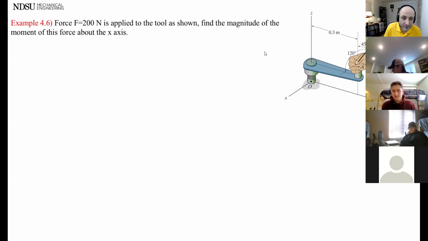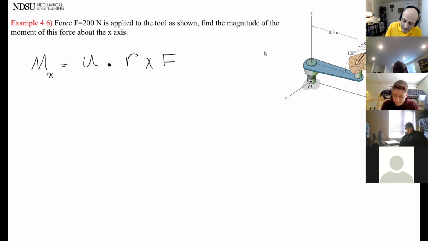So let's first of all write the equation. We always start with what they call the governing equation. Moment about x-axis equals unit vector dot product R cross F. Everybody follows me so far? Unit vector dot product R cross F.